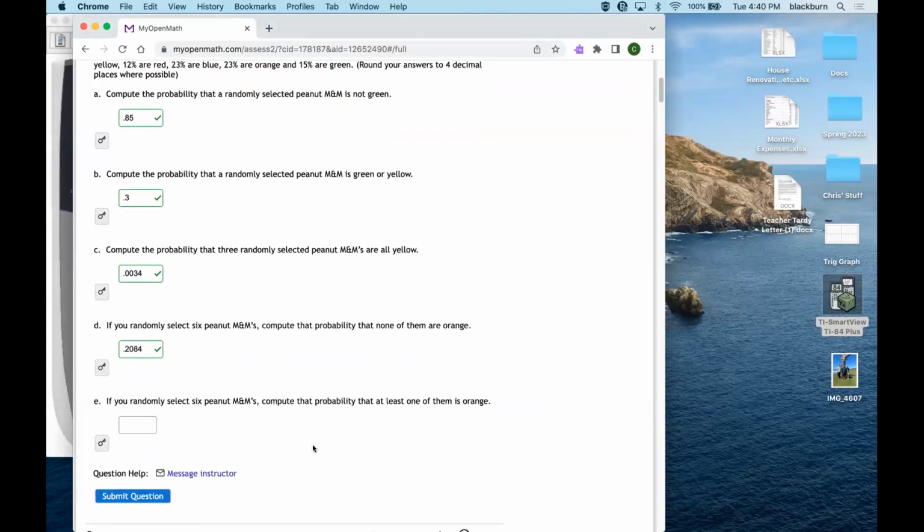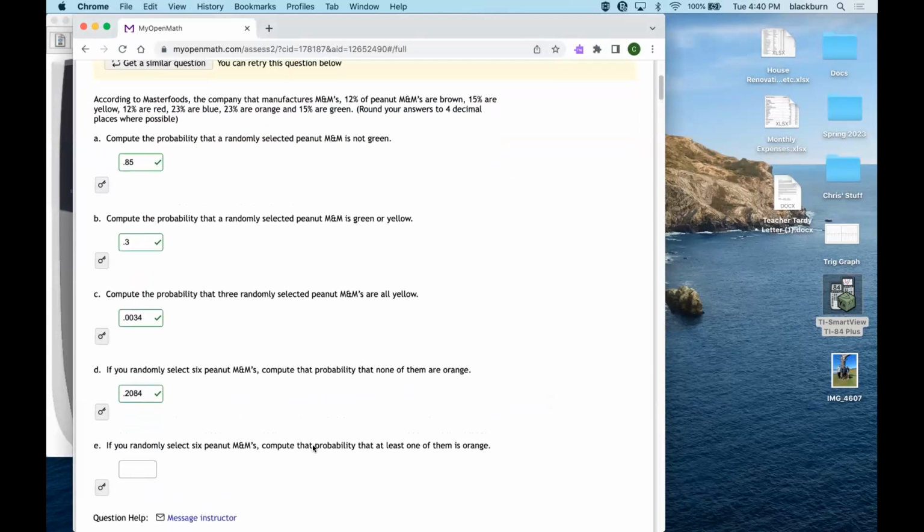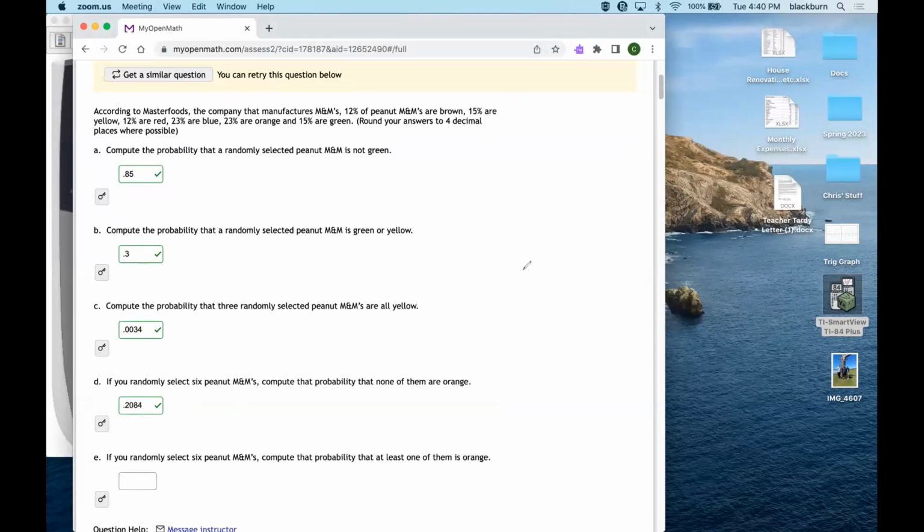And then if you randomly select 6 peanut M&Ms, compute the probability that at least one of them is orange. So this one's interesting because there's a bunch of different ways that at least one could be orange. The way we're going to think about it: probability at least one is orange. That's like if 1 is orange, 2 are orange, 3 are orange, 4 are orange, all the way up to 6 are orange. That's going to be 1 minus the probability that 0 are orange. And that's that complement thing working. So that's going to be the best way to do this problem.